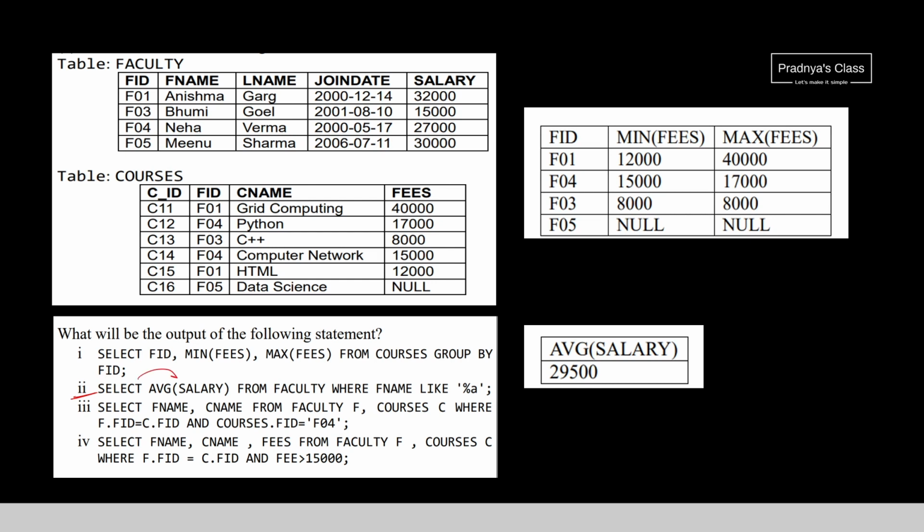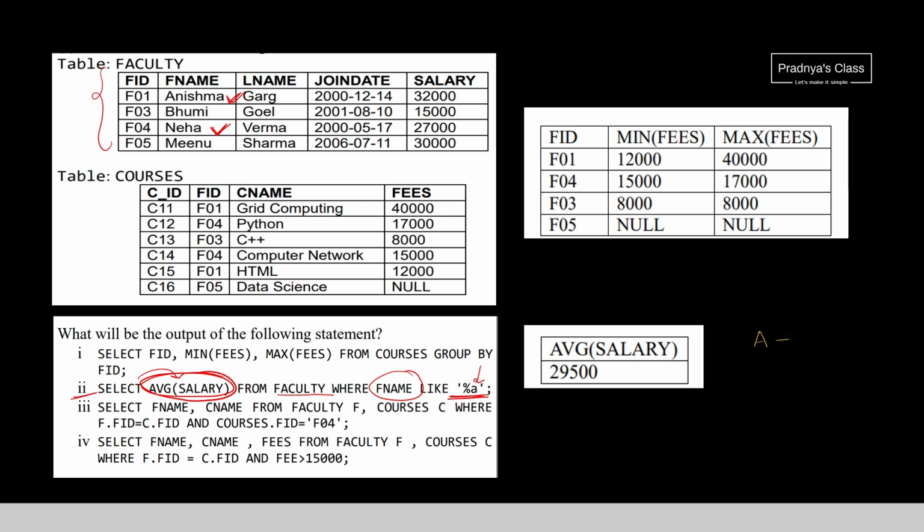Select average of salary from faculty where F name like %A. Here the table name is faculty. So look at the faculty table. We are interested in the F name whose starting characters can be anything but the last should be A. From the table Anisha and Neha satisfy the criteria. For them we need to calculate average of salary.